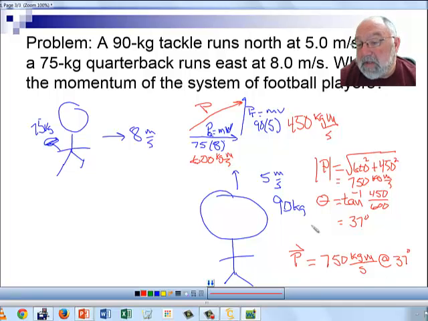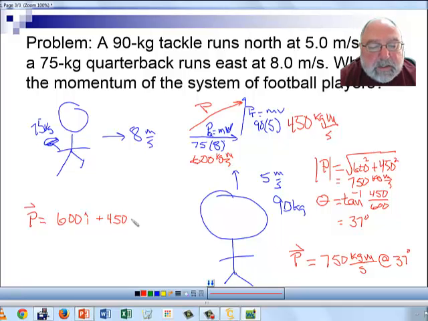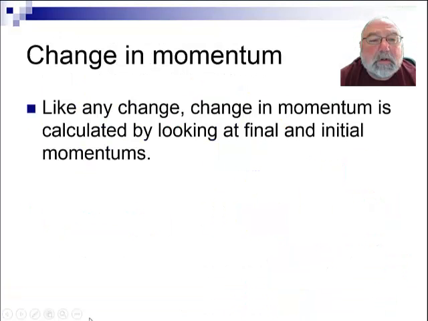Or, here's one for the AP guys and gals. Let's put it in unit vector notation: 600 i hat plus 450 j hat kilograms meters per second. There we go. That's our momentum.